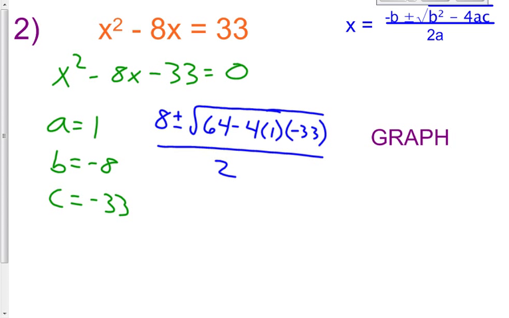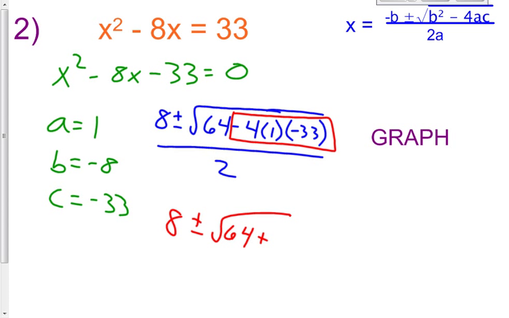So now what I'm going to do, and hopefully what you did as well, is multiply the negative 4 times the negative 33 right here. So you would get 8 plus and minus the square root of 64. A negative times a negative is a positive. A negative 4 times a negative 33 is a positive 132. All that over 2. So now simplifying this radical.